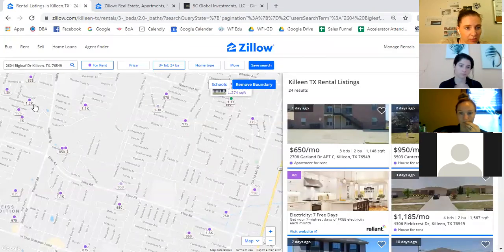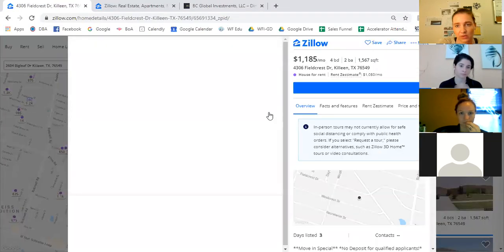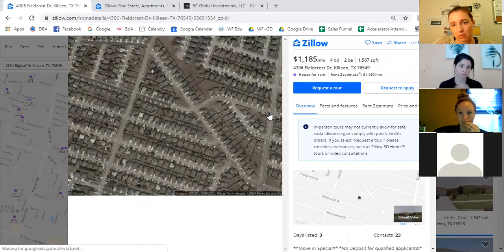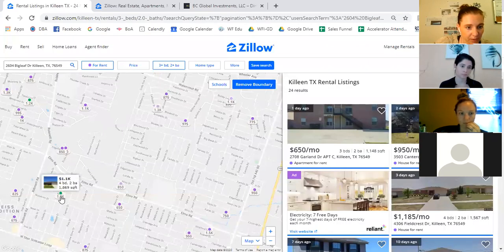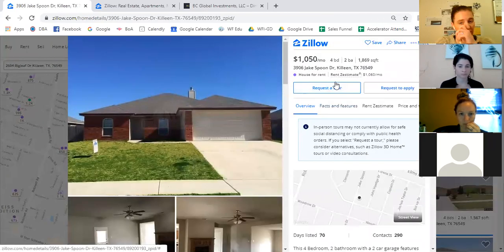Let's see. Okay, so this is a 4-bed, 2-bath, 1,567 square feet. So this one's even smaller, but 1,185. And let's look at one more. So here's another 4-bed, 2-bath. This one's pretty close. So this one's 1,050.